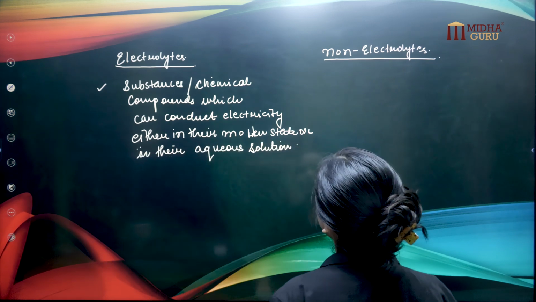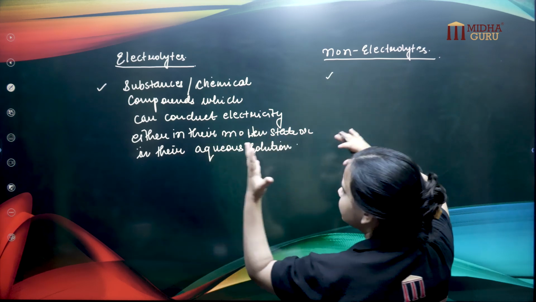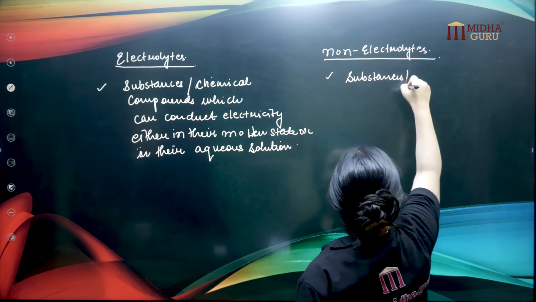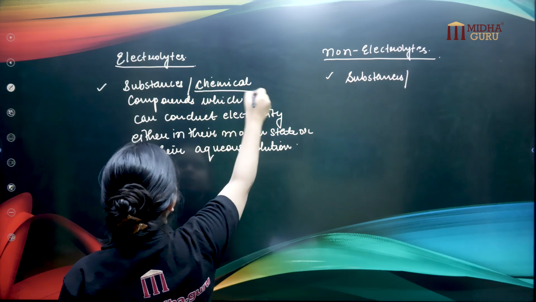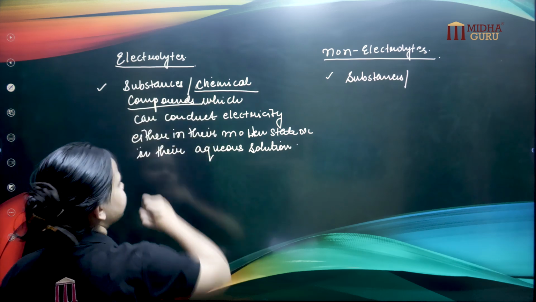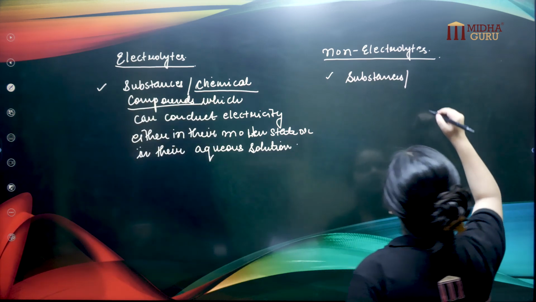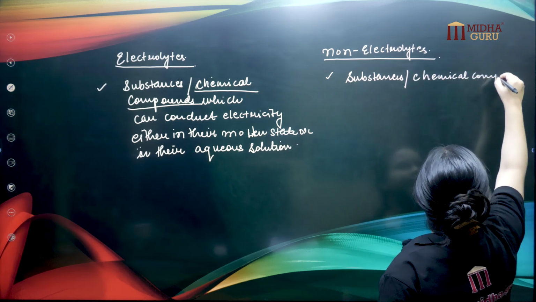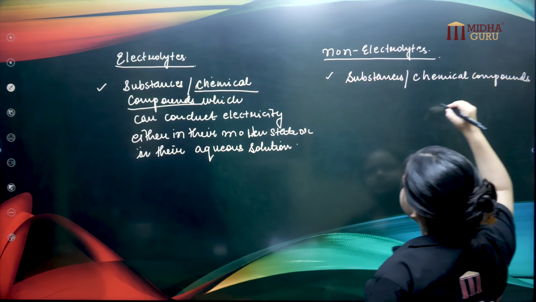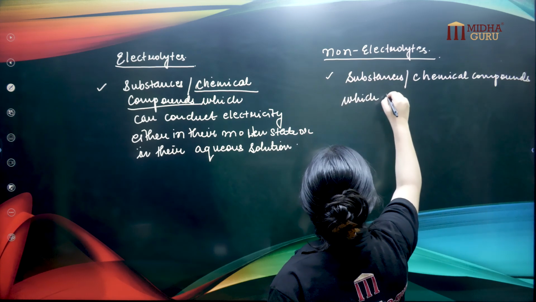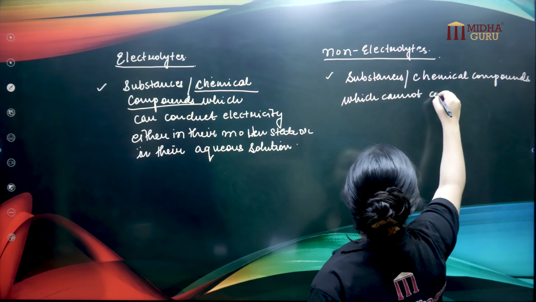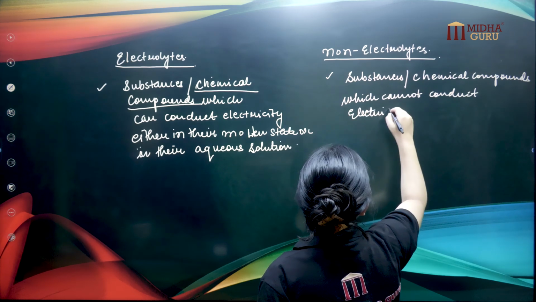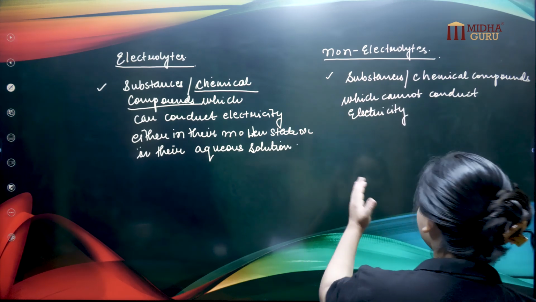Next we come to non-electrolytes. Substances, just everything opposite to this. Substances or chemical compounds. This chemical compounds must be emphasized because the chemical compounds participate in the reaction. Substances or chemical compounds which cannot conduct electricity.